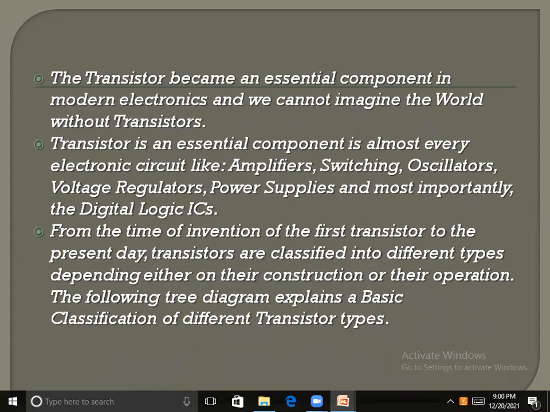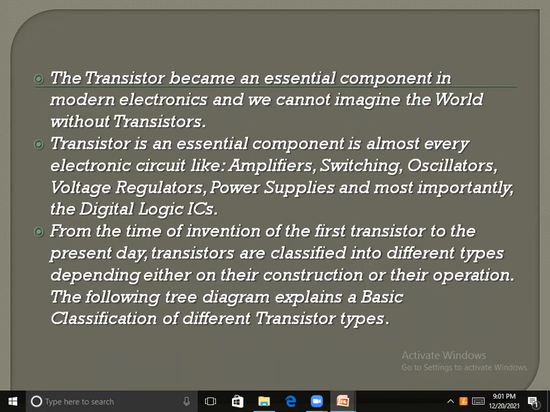Transistor became an essential component in modern electronics, and we cannot imagine the world without transistors. A transistor is an essential component in almost every electronic circuit like amplifiers, switching, oscillators, voltage regulators, power supply, and most importantly the digital logic ICs, that is integrated circuits. From the time of invention of the first transistor to the present day, transistors are classified into different types depending either on their construction or their operation.